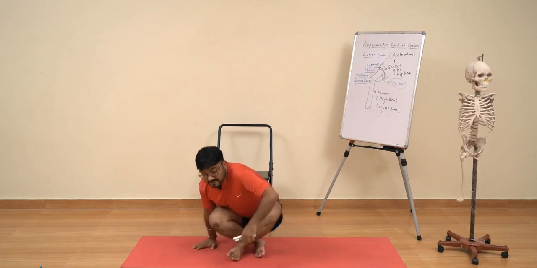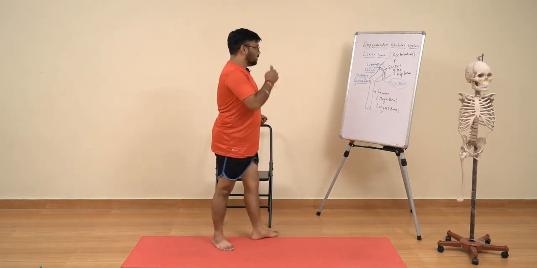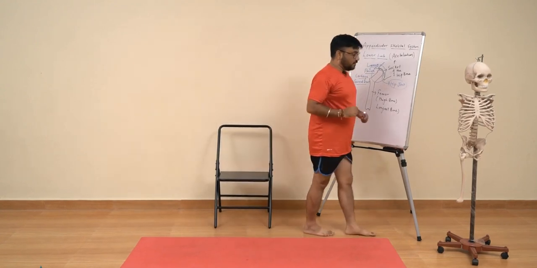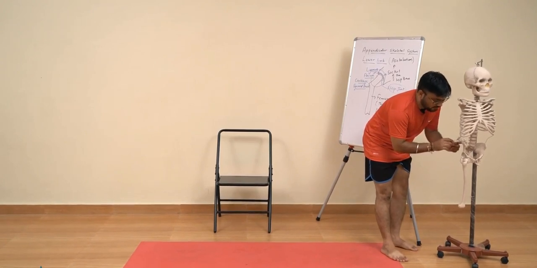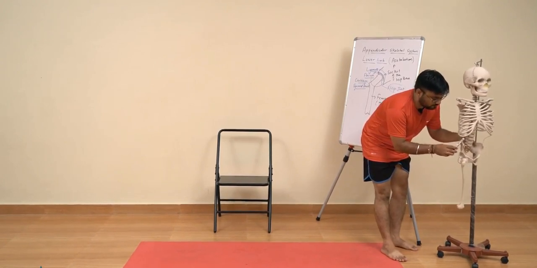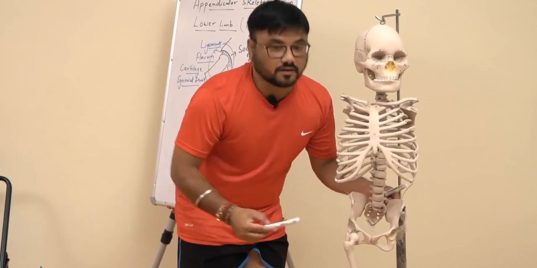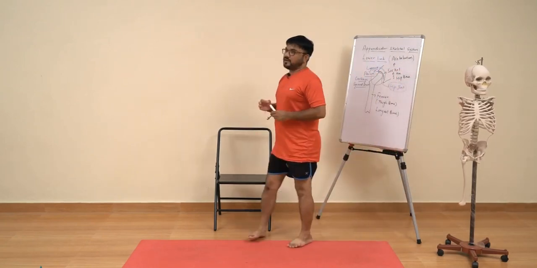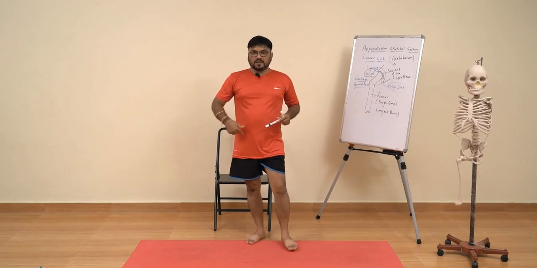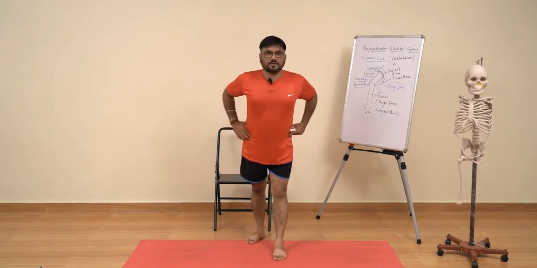I hope, guys, this is clear to you: where is the hip and where is the pelvis. The hip joint is here. This is the hip joint. And the pelvis is the whole pelvic girdle. So make sure you are clear about that. Where is the hip? Which movement comes from the hip and which comes from the pelvis?